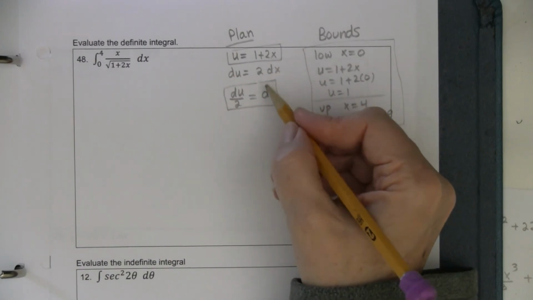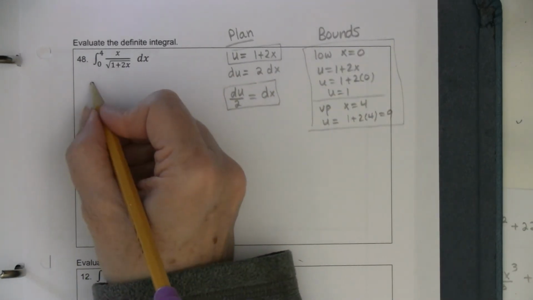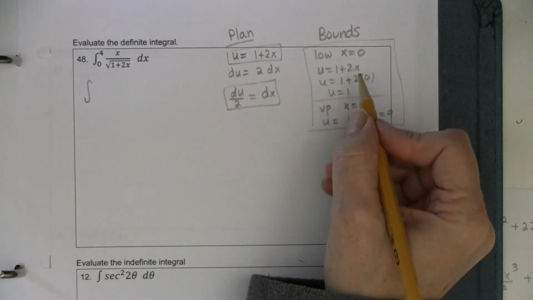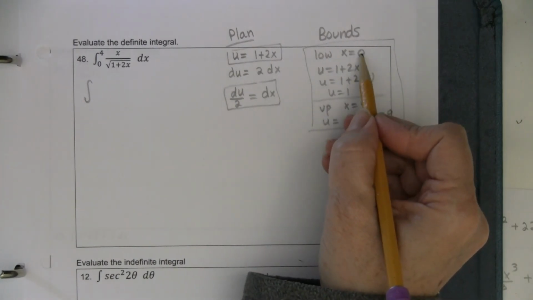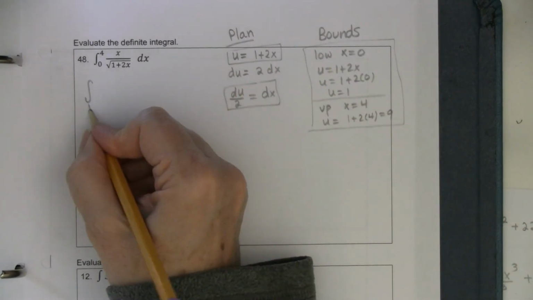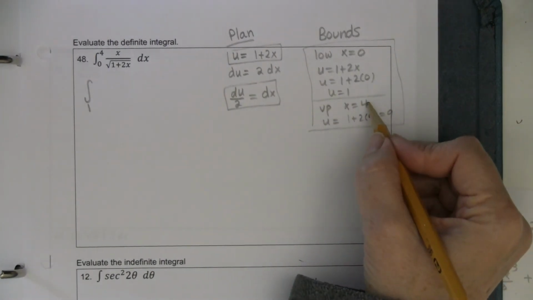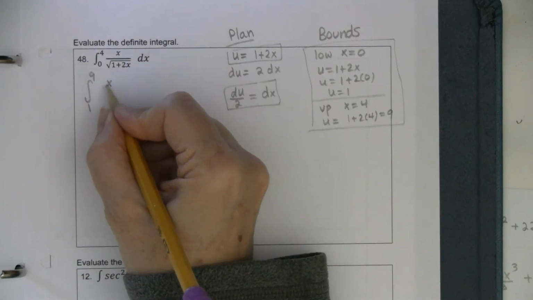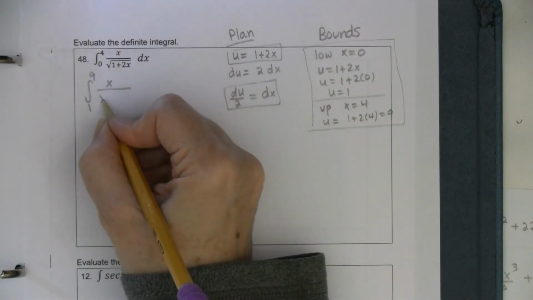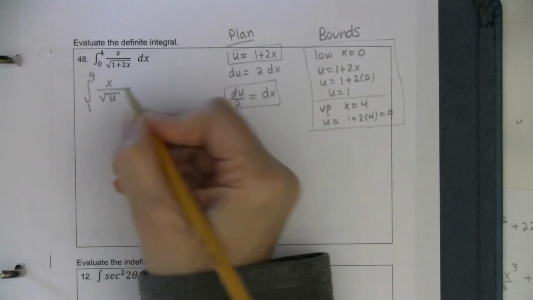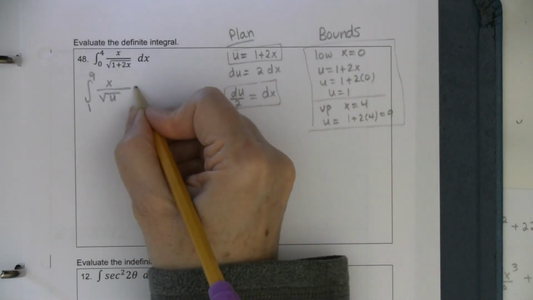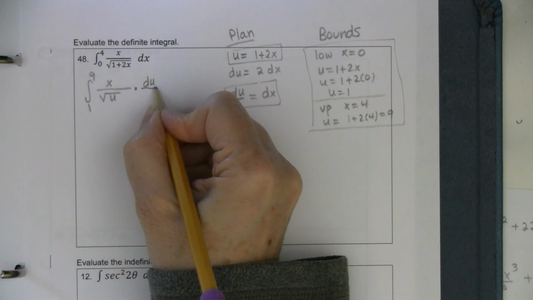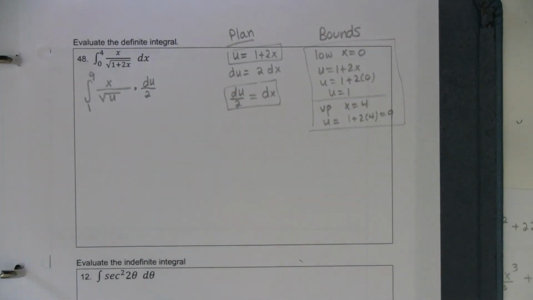Here's my plans with my substitutions. So let's go put it all in place. What did we replace the 0 lower bound with? With 1. What did we replace the upper bound with? 9. What did we replace the x with? Nothing yet. Uh-oh, we say. And then we get the square root of u. And then we have dx is du over 2. And this is one of those ones where I just didn't get lucky and have the x drop out.